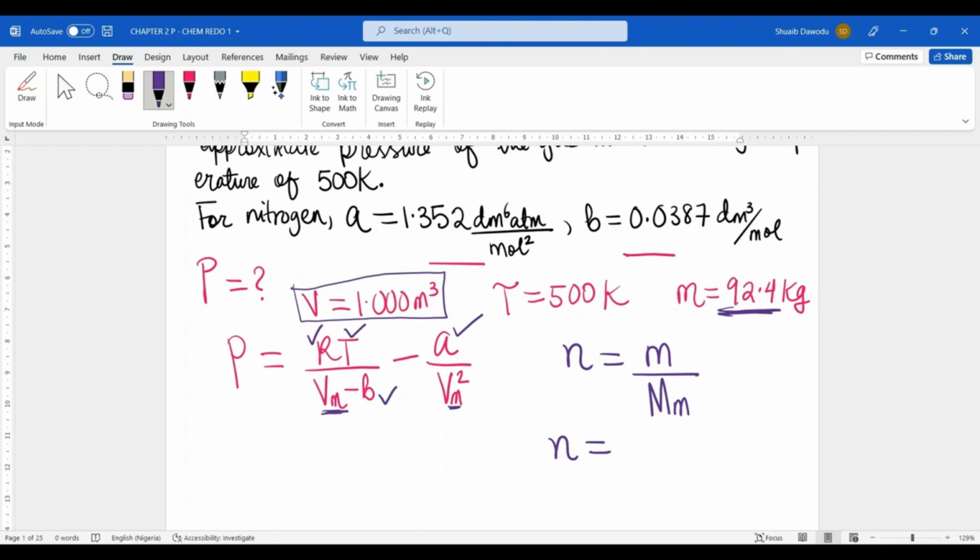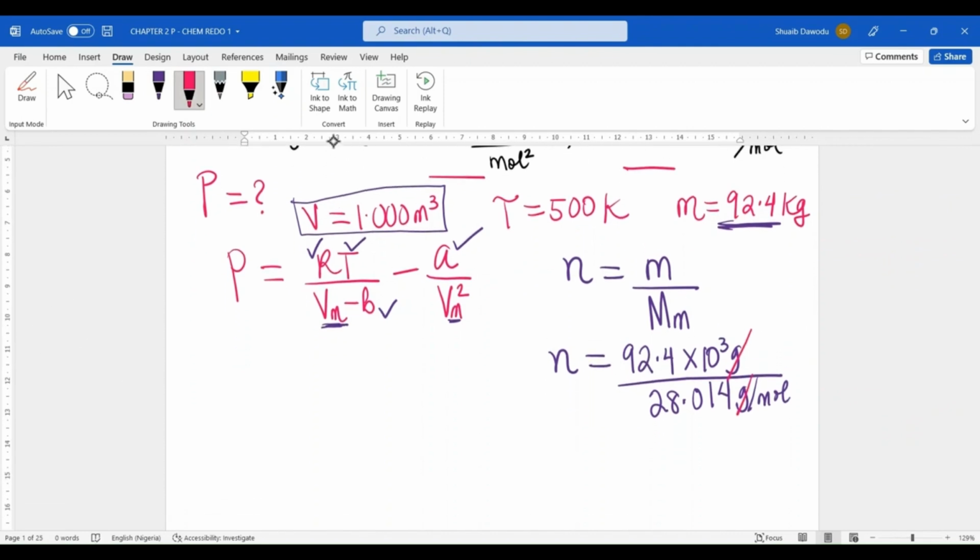because of mass in chemistry, we prefer it to be in grams. We're just going to convert 92.4 kilograms to grams, which is simply 92.4 times 10 raised to the power of 3 grams. And of course, the molar mass of nitrogen, we know that to simply be, well, just N2 gas. So the molar mass for N2 gas, nitrogen gas, is 28.014 gram per mole. So of course we can cancel out the grams, 92.4 times 10 raised to the power of 3 divided by 28.014 gram per mole.